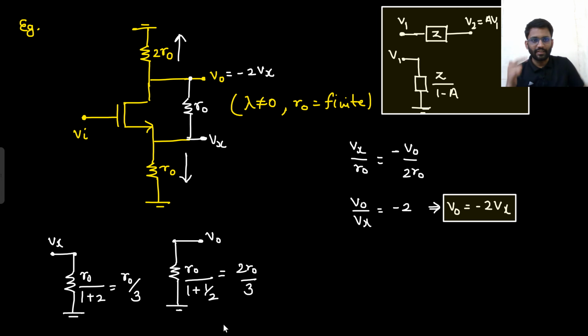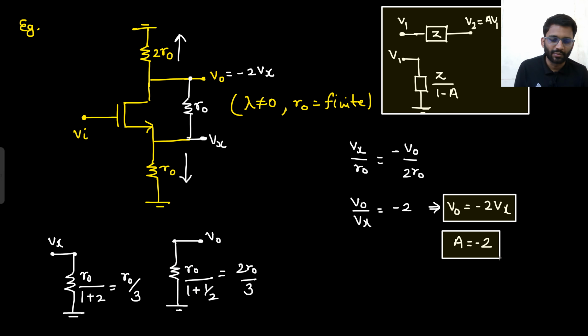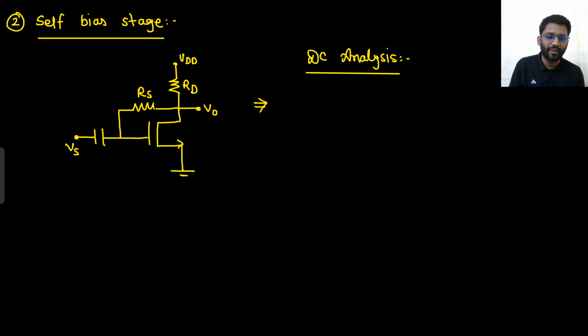From V0 to ground I will see R naught upon 1 minus 1 by A. A is minus 2. Here your A is minus 2. So this will be 2 R naught by 3. This is R naught by 3. So how is your circuit reduced now? From V0 to ground you are having 2 R naught by 3, and from Vx to ground you are having R naught by 3. So this R naught parallel with R naught by 3. Are you getting this point? These will come in parallel.